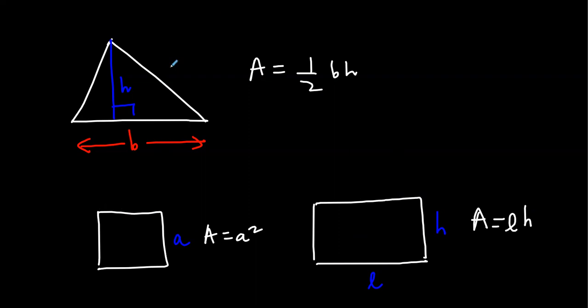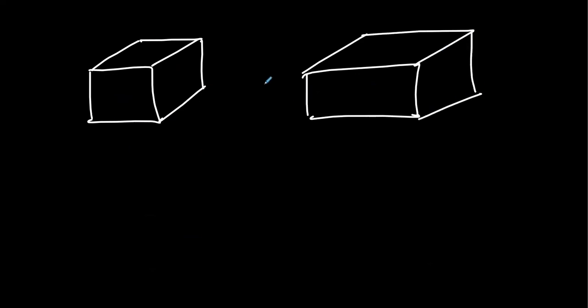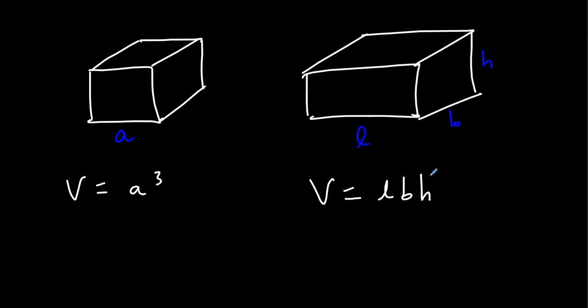Next up, we have the volume of a cube and a cuboid. So let's say the side lengths are L, B, H for the cuboid, and the side length is A for the cube. So the volume of the cube is A cubed, and the volume of the cuboid is L times B times H.